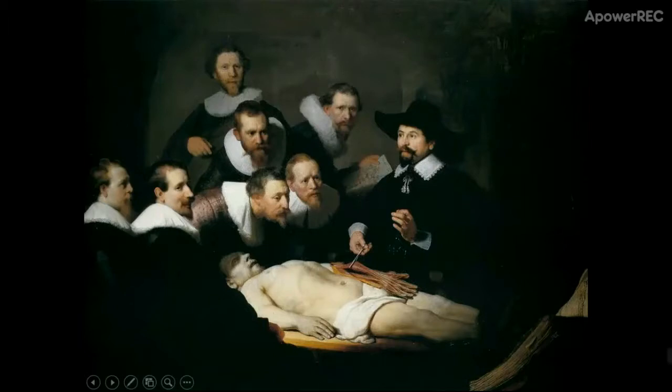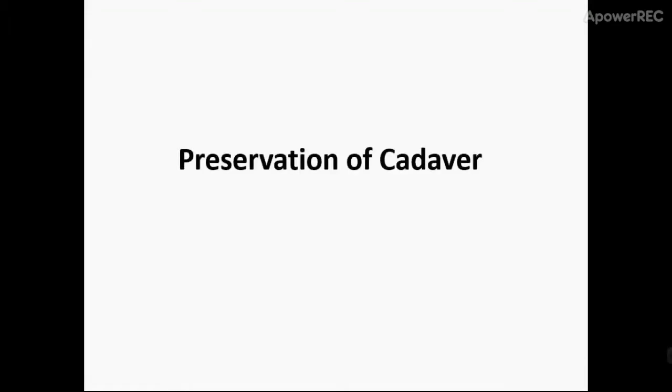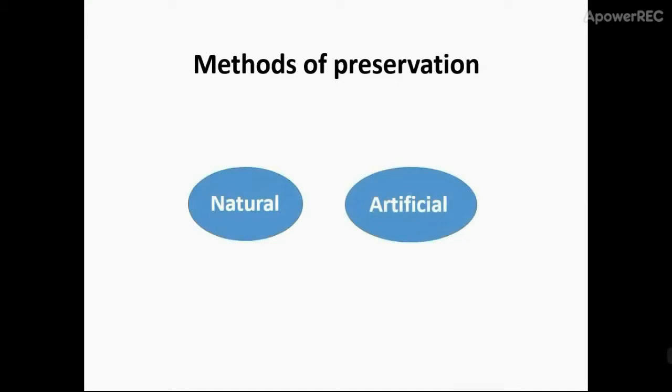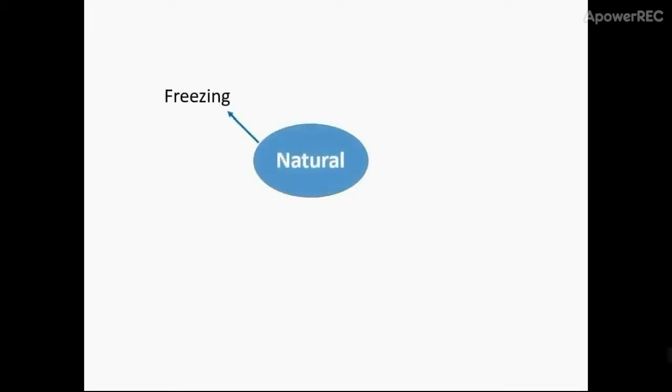So, from this brief history, it is obvious that dissection of the human body was the basis of learning anatomy, and for performing dissection, a cadaver is needed, and that's why preservation of the cadaver is the utmost necessity. There are different methods of preservation. They are natural and artificial. Natural methods include freezing. We know that dead bodies can be kept preserved for a prolonged period, sometimes for centuries, in snow-capped mountains.